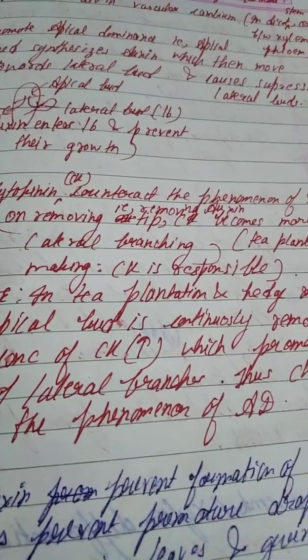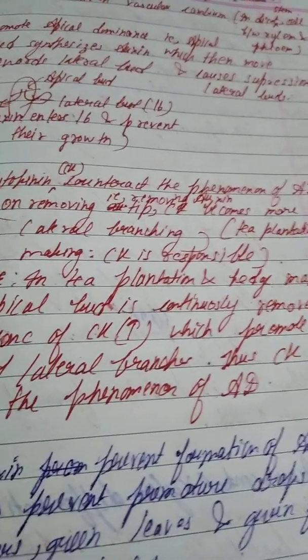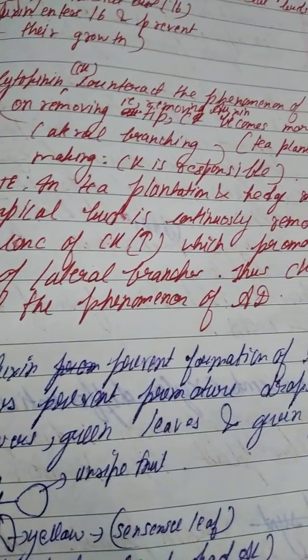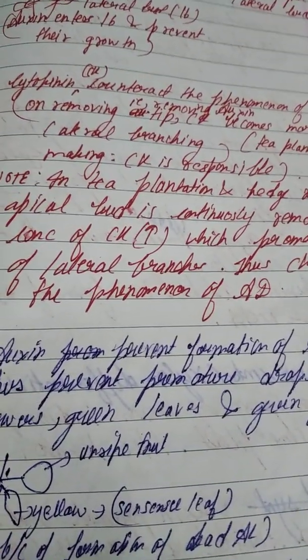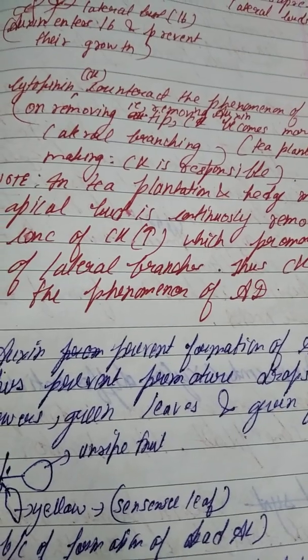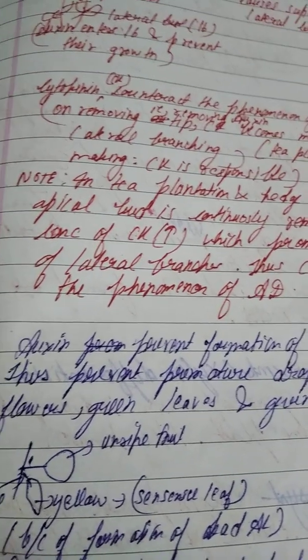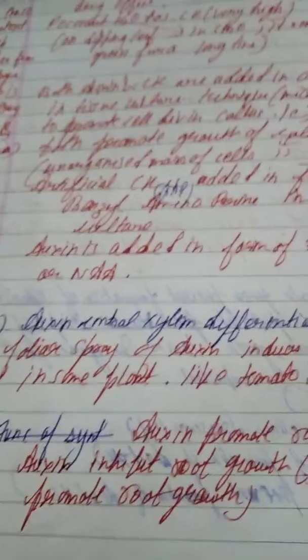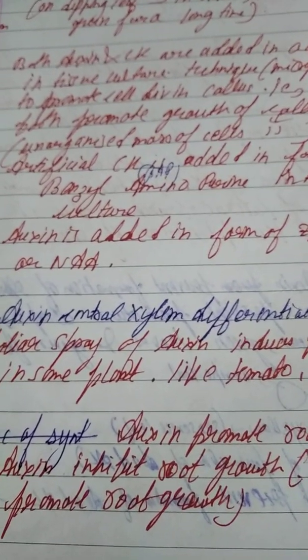And cytokinin counteracts the phenomenon of apical dominance. Please remember that. This tea plantation thing you might have read in class 11th, that in tea plantation decapitation is done so that auxin is removed and the lateral growth happens. And student, auxin prevents the formation of abscission layer. Auxin also controls xylem differentiation, student, please remember.